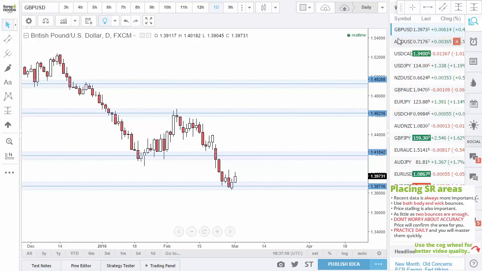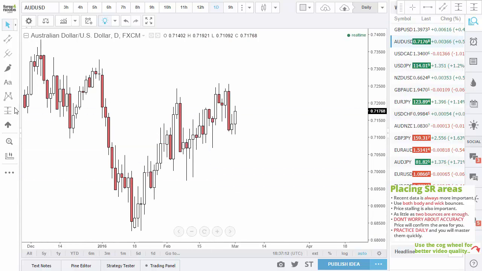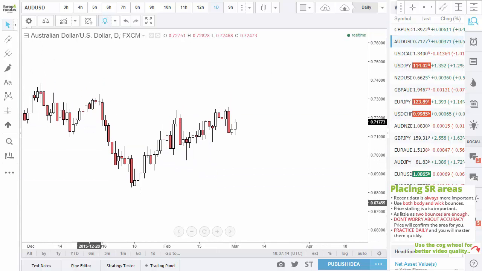Okay, so let's keep placing support resistance areas. We're already getting a little sidetracked. Should we do AUD USD, or a slightly more complicated pair? Let's just do AUD USD. Let's start with AUD USD.